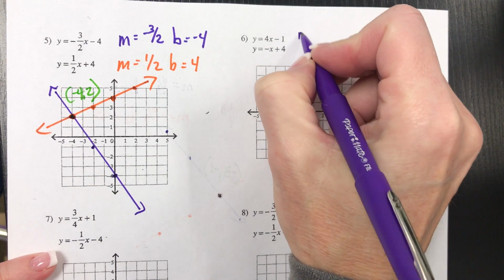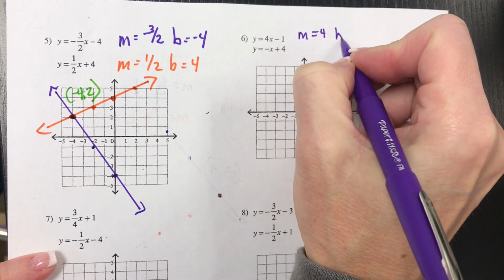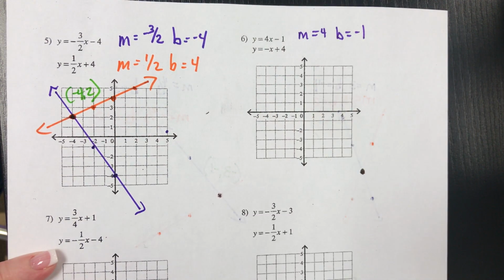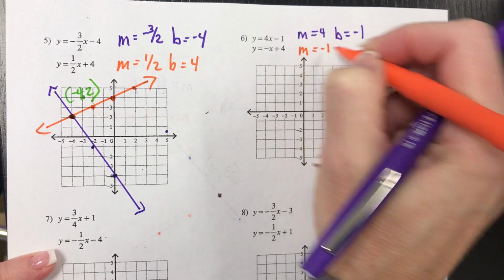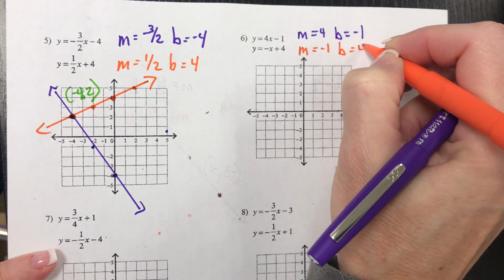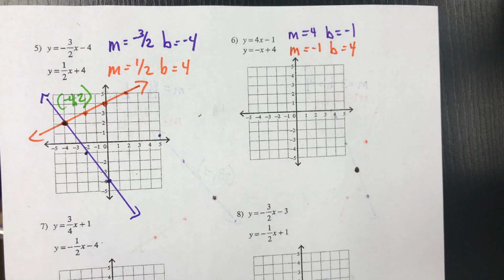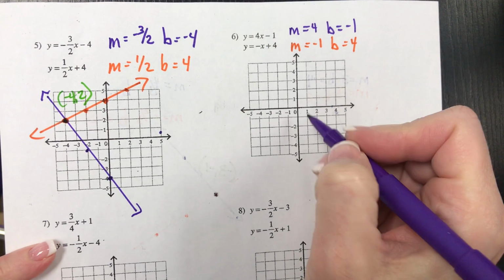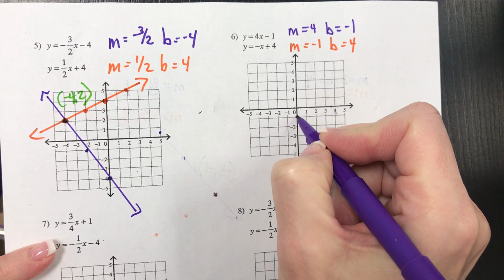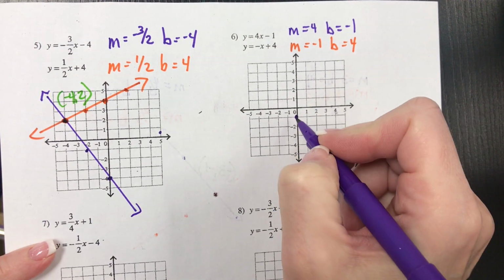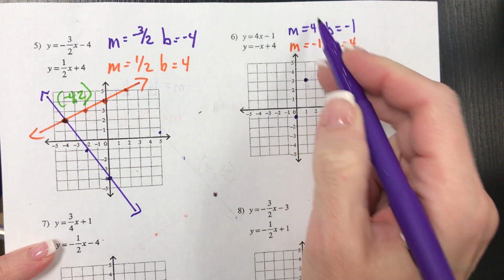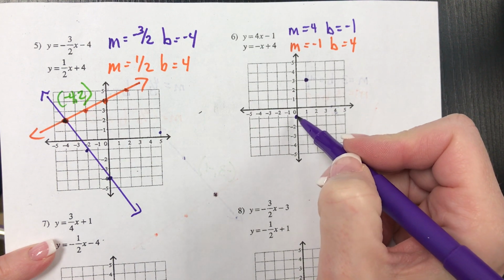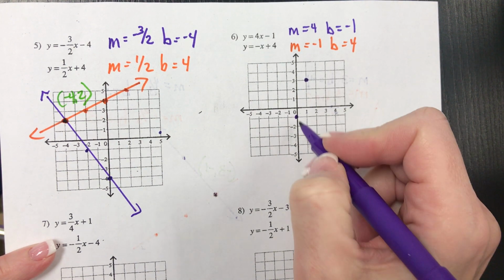Number 6, we got M is 4, B is -1, M is -1, and B is 4. All right, so B is -1, so mark that. 4 is my slope, so up 4, 1, 2, 3, 4, over 1. Remember, 4 over 1 is a fraction. I can go down 4 and to the left.